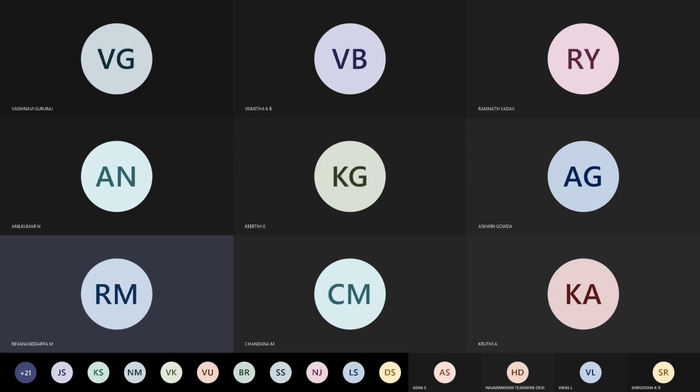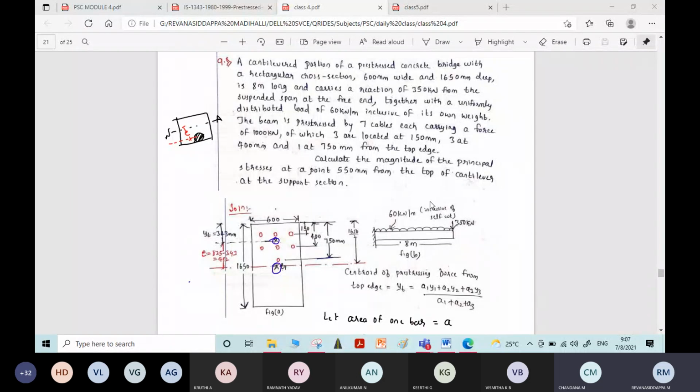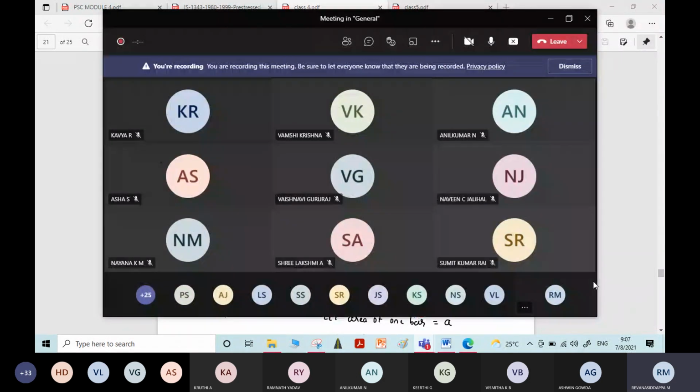And the screen is not visible, right? I forgot to share the screen. Just a minute. Screen is visible, students? Students? Screen is visible? Yes, please, sir. Okay.